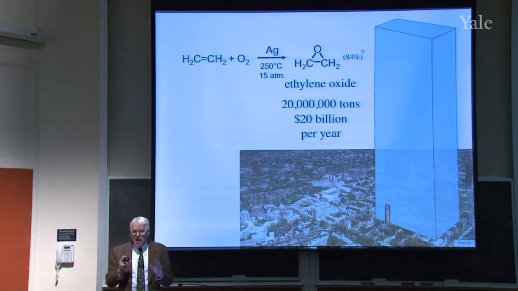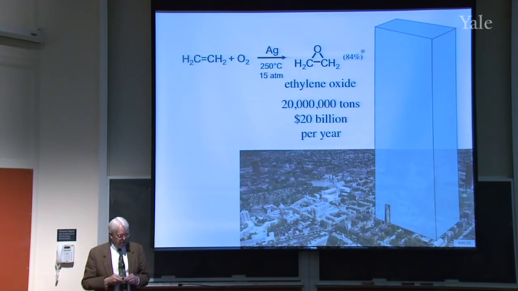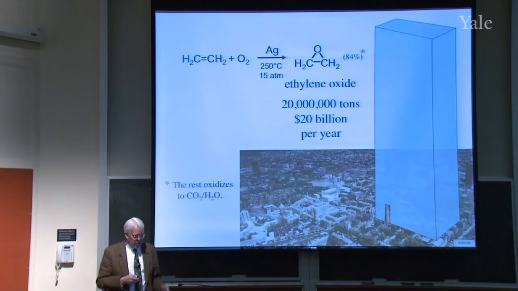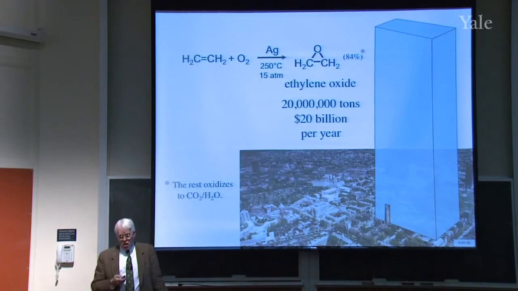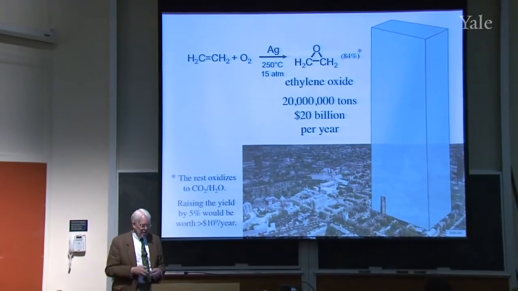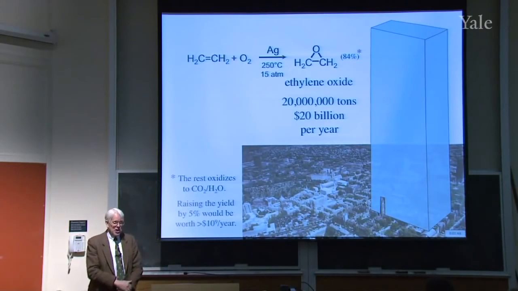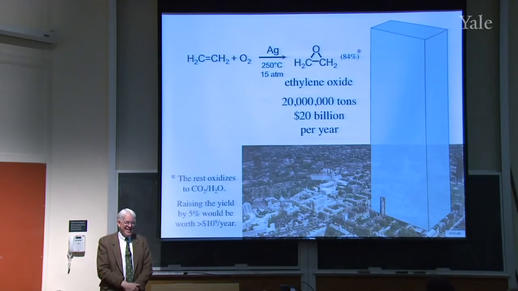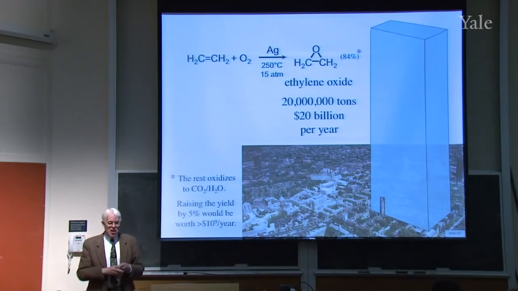Now that reaction gives 84% yield, right? The rest of the original ethylene oxidizes to CO2 and H2O. Suppose you could adjust the conditions to make the yield higher. Suppose instead of 84%, you could increase it by 5%. If you could raise the yield by 5%, that would be worth more than $1 billion a year. So here's a way for you to make your fortune. Although I will caution you that people have worked on this a lot to try to get every last percentage out of it, right?